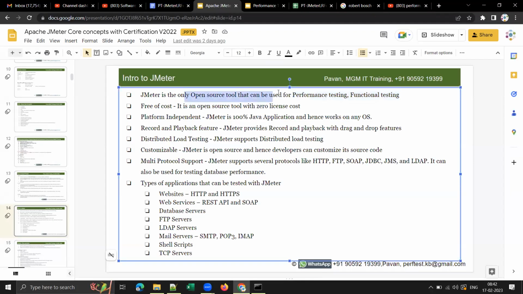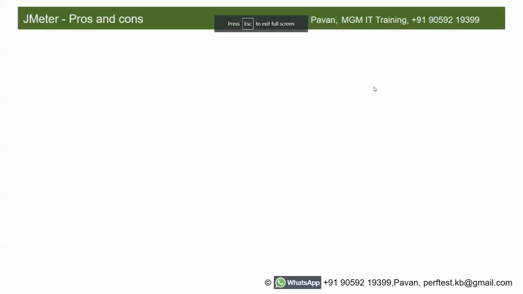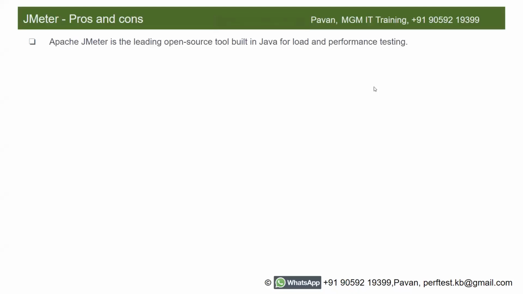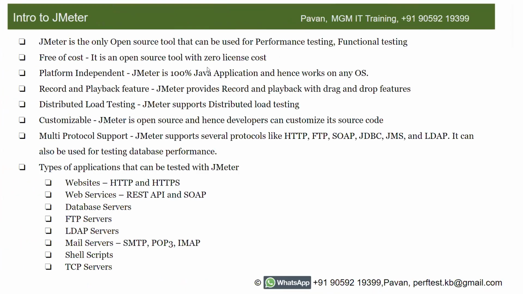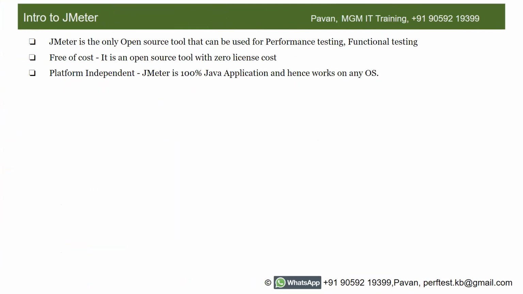JMeter is the only open source tool that can be used for performance testing and functional testing. Guys, please be prepared to turn on the camera from tomorrow. Then only you will be interactive, and I will be focused. And it is a free of cost tool. It's an open source tool, so it's completely free of cost. You need not pay a single rupee for license. It's an open source tool with zero license cost. That is the next feature.